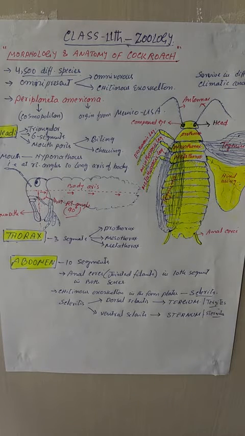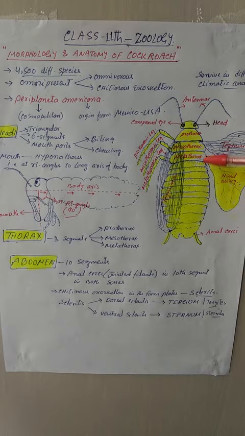The mouth is also called hypognathous mouth because of its position and location in the body, as it is located at right angles to the long axis of the body. This is the long axis of the body, and the mouth is positioned at right angles to this axis. This angle becomes a 90-degree angle, and this type of mouth is known as hypognathous mouth.